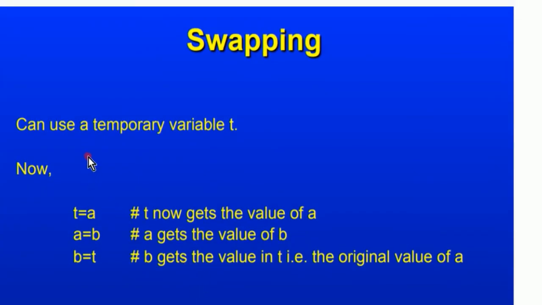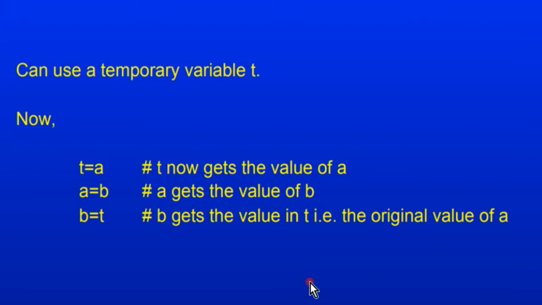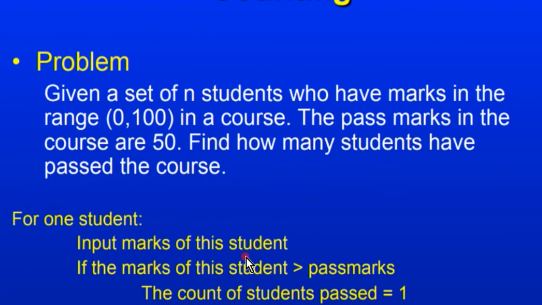And for that purpose, we will take one extra variable. Here you can see, we will use a temporary variable t. Now, t equal to a, that means temporarily we will take the a value into one new variable called t. Now, t gets the value of a, then a equal to b, a gets the value of b, and then b gets the value in t, that is nothing but a. So in this way, we will do the swapping process. So this is the first concept. So we can use the assignment operations for the swapping purpose.